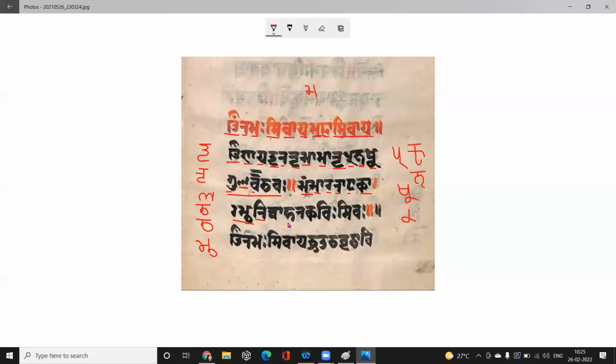Nirvahan. Correct. This is na, e, and what we have here is va and ra together. Nirvahan. Correct. Ha, na. Kavi. Correct. Ka, vi, hi. Shivaha. Correct. That's right. Thank you.